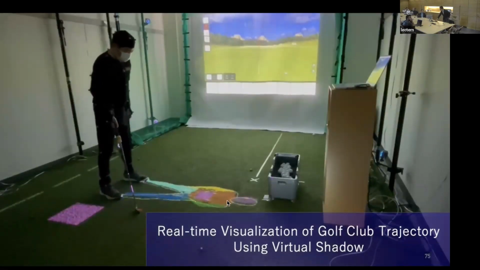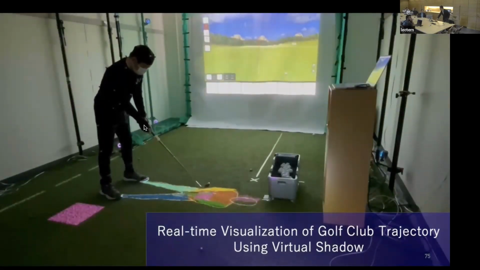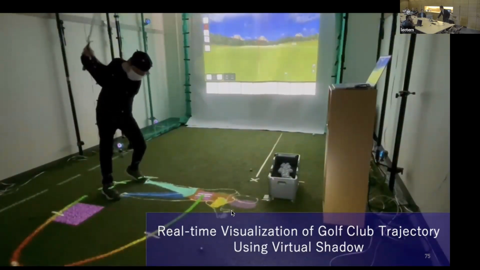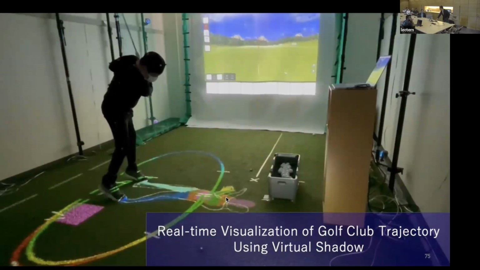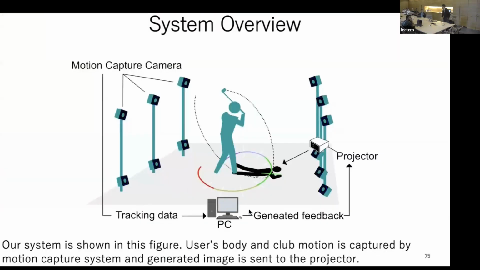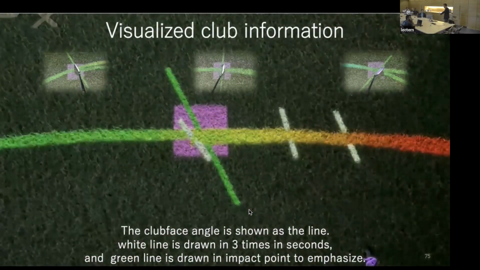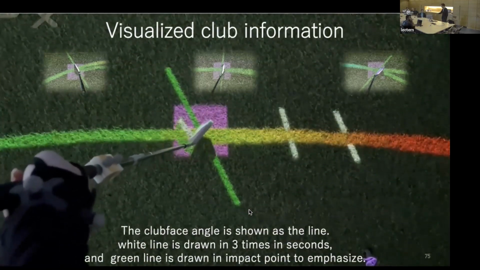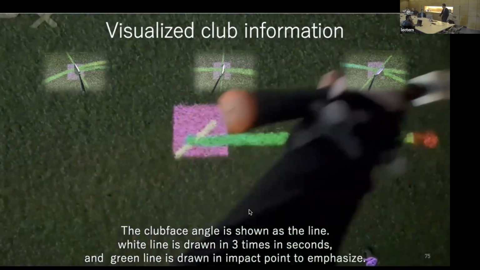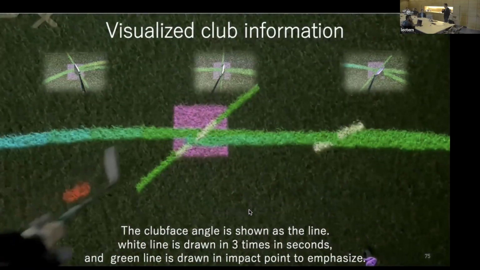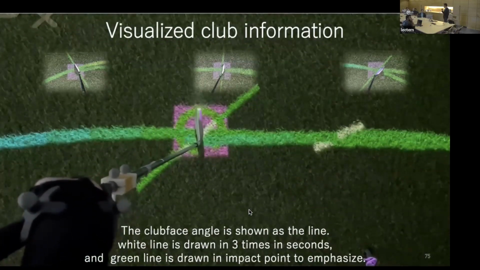So here you can see the virtual shadow of himself. And also you will see white contours around him. This is the expert motions. So this expert motion was searched inside the expert database and projected onto the floor simultaneously. And this is the projection of a club head. And the club trajectory is very important in the golf swing.